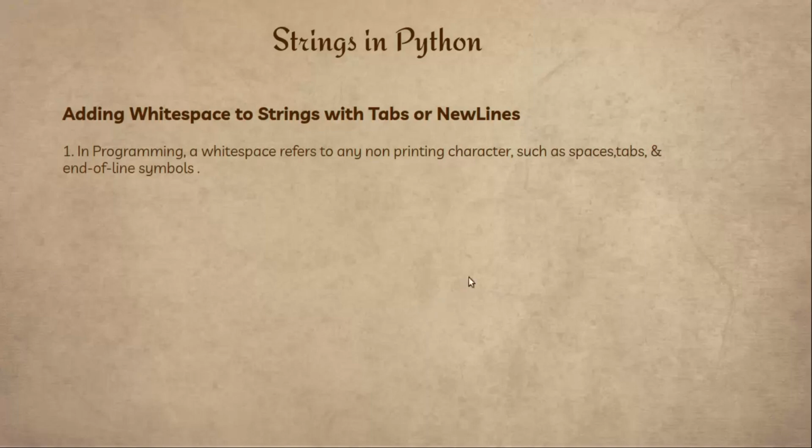In programming, whitespace refers to any non-printing character such as space, tabs, or end of line symbols. What is end of line? It shows that the end of the line is reached and we have to start from a new line. So this new line means the end of line symbol. Okay. To add a tab, we use \t. It will add the space that a tab gives. And if you want to go to a new line, we use \n. So it moves to the new line. Okay, we will understand it better in the coding part. So let's move into the coding section.